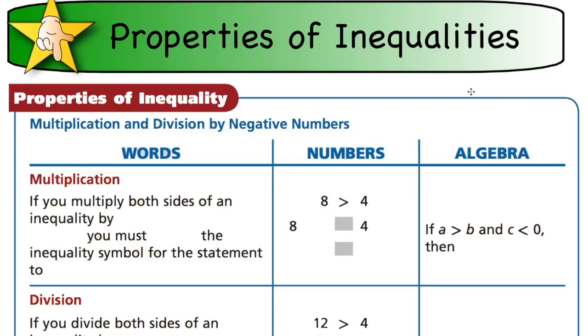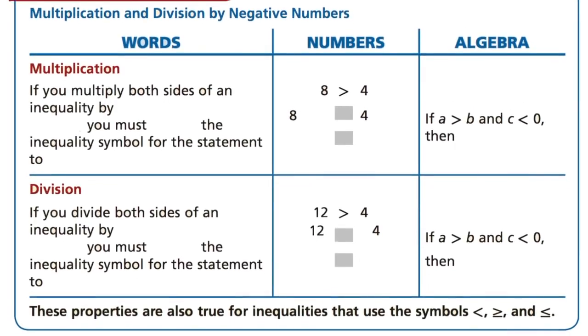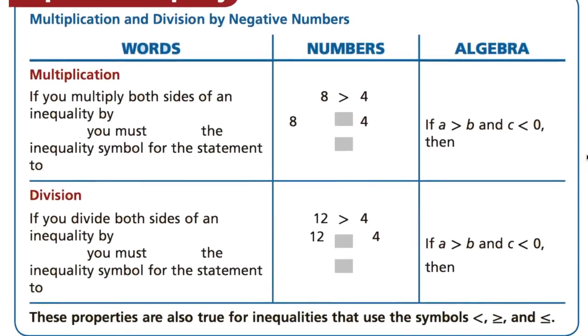So that is not a coincidence. So we have another property of inequality that we need to talk about. If we multiply or divide by a negative number, the same negative number, we have to reverse the inequality symbol in order to keep our true statement.